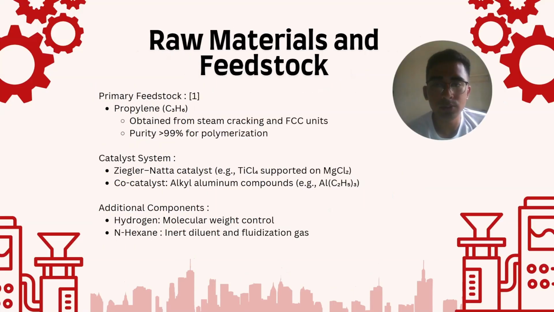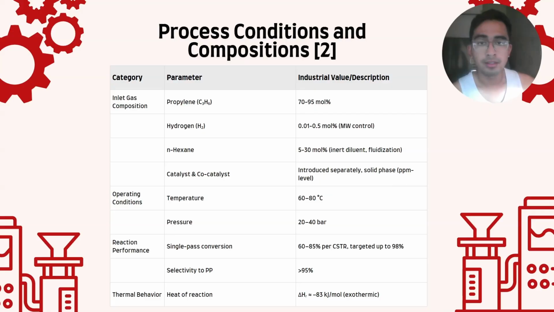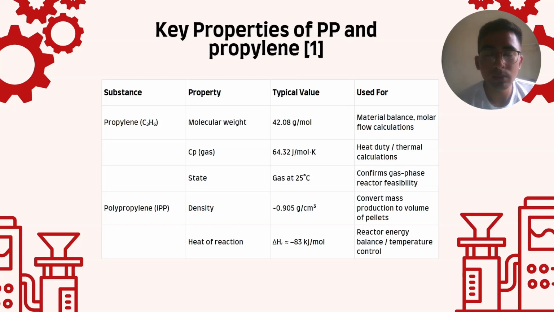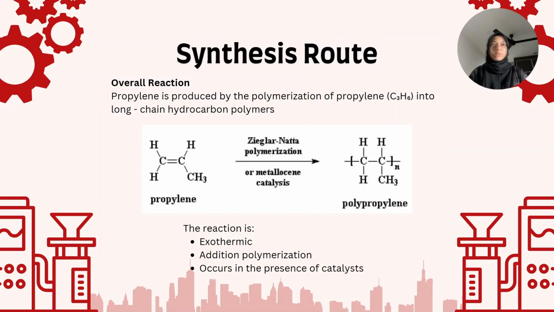For the feedstock, it consists of propylene, which is obtained from steam cracking, the Ziegler-Natta catalyst, the co-catalyst, which is the alkyl aluminum compounds, and also hydrogen and nitrogen. In the following slide, there will be the details of the process conditions and also the compositions. These are some of the key properties of PP and propylene, which will be used in the process and also for the calculations.